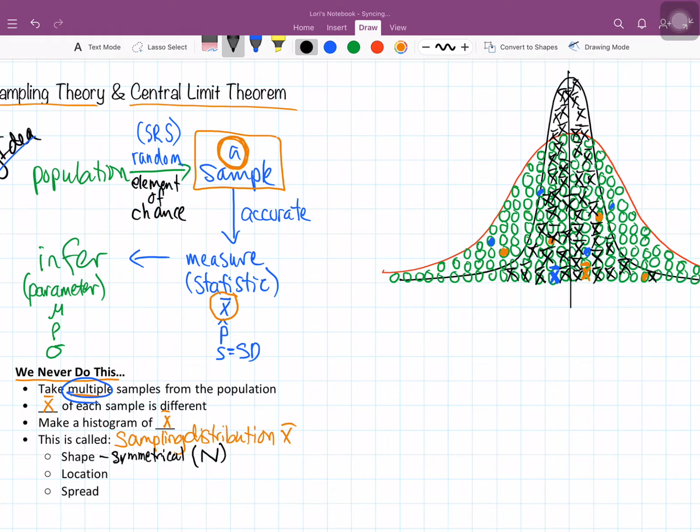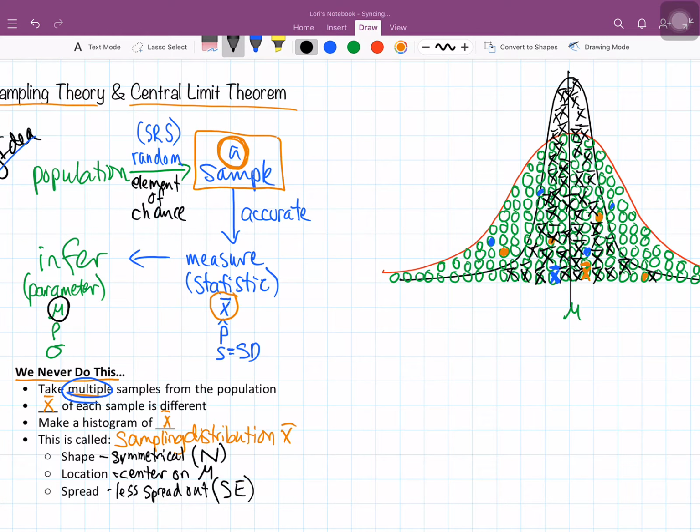And the location tends to center on the population mean. Remember, this is the population mean. Here's the population mean. And the spread is less spread out than the population. And we actually give a name to this amount that it's spread out, and it's called the standard error of the mean, or just plain old standard error.